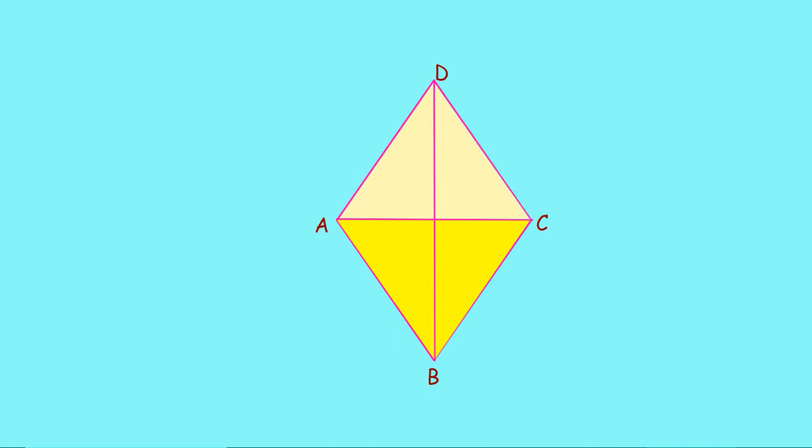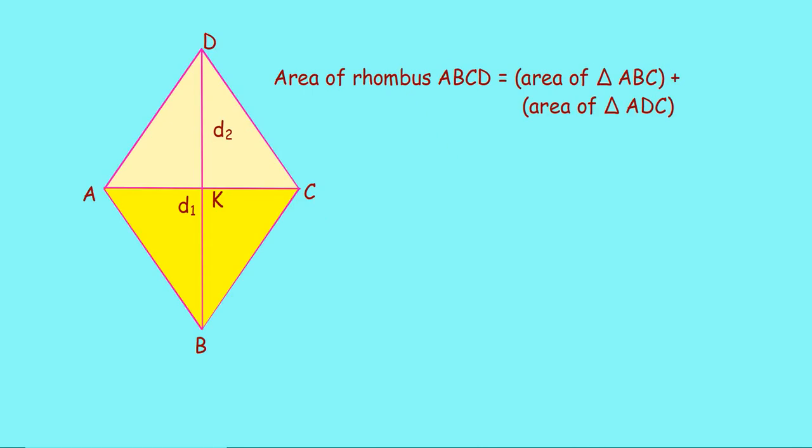ACD. How will you find out area of triangle ABC? Area of triangle ABC is equal to half into AC into BK. So we can write half into AC into BK plus, what is area of triangle ADC? Here base is AC and altitude is DK. So you can write it as half into AC into DK.